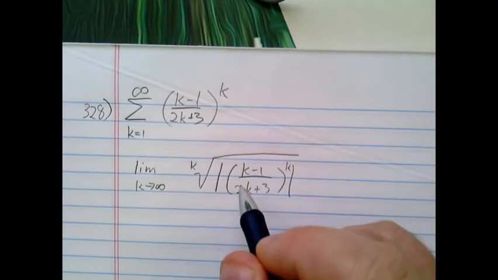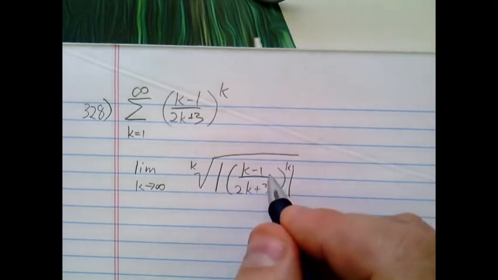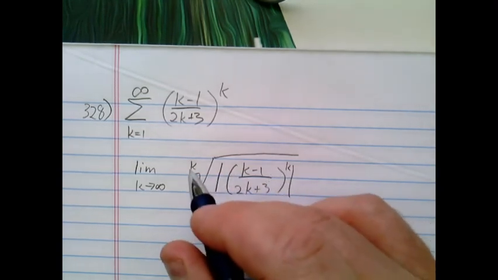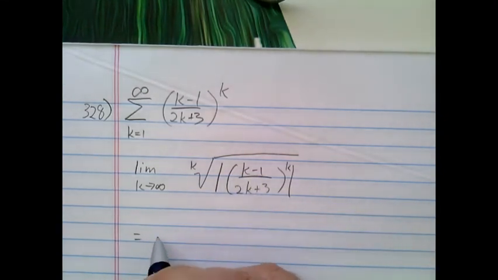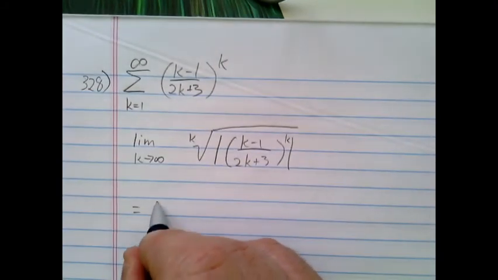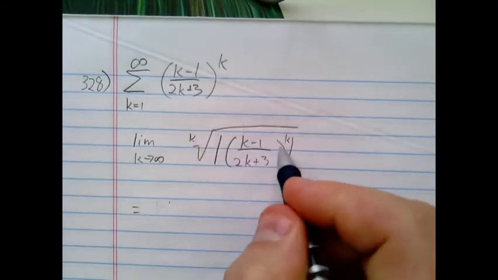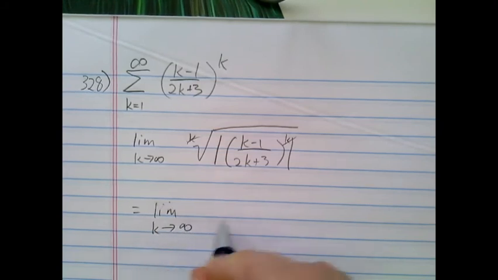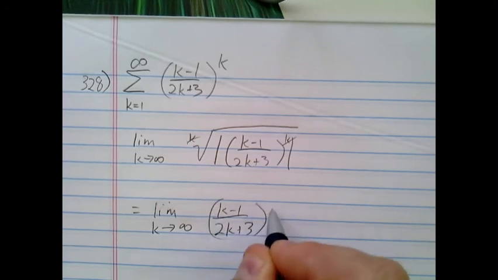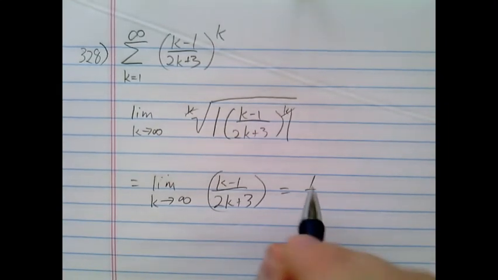Now, the reason for the absolute value is just because if there was like a (-1)^k, we would need to squash that. But since there's nothing like that in this problem, the absolute value can just be dropped. And if the absolute value is dropped, then the first thing that's going to happen is that our kth root is going to cancel our kth power. So we just have the limit as k goes to infinity of (k minus 1) over (2k plus 3). No powers, no roots. Well, that limit is 1/2.